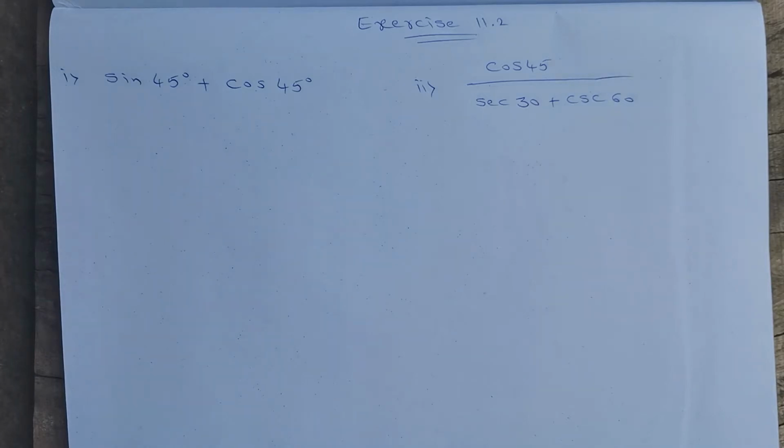Hello everyone, in this video we are going to discuss exercise 11.2. The complete exercise is based on trigonometric ratios. So before you start listening to this video, please make sure that you know all the values for 0 degrees, 30 degrees, 45 degrees, 60 degrees and 90 degrees of all the 6 trigonometric ratios. Okay, now let us start.